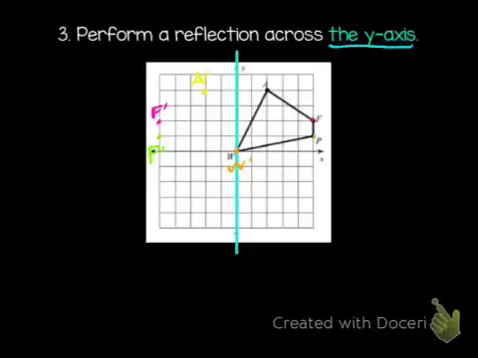So to finish this image off, I'm just going to connect those new coordinates that I've created over here. A to W, W to P, and then P to F. And that is your reflection across the y-axis.